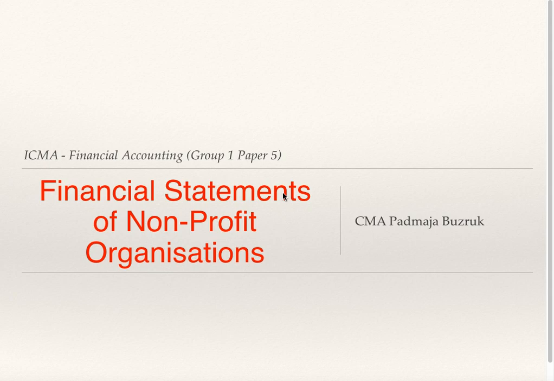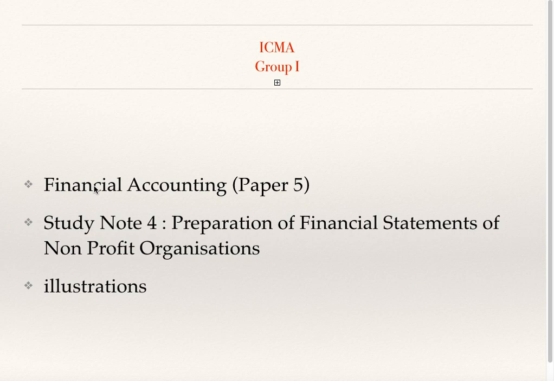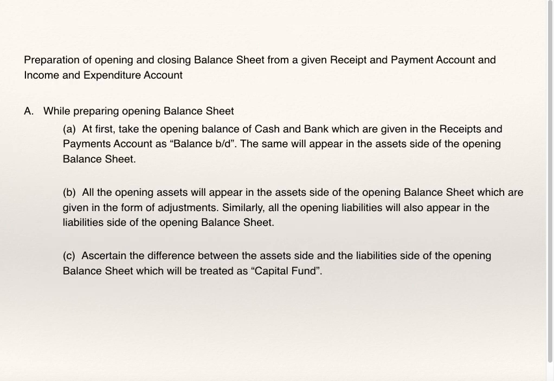I will discuss financial statements of not-for-profit organizations. Go to study note number 4, preparation of financial statements of not-for-profit organizations. I will be discussing illustrations. Preparation of opening and closing balance sheet from a given receipt payment account and income expenditure account. So income expenditure account and receipt payment account both will be given, and you may sometimes be asked to prepare opening as well as closing balance sheet.